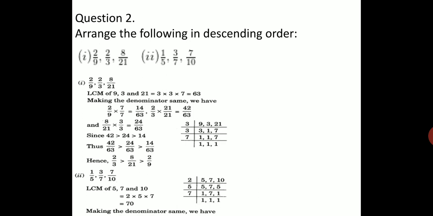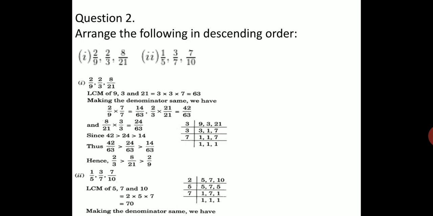Now we will compare. Now all denominators are equal, so we will compare the numerators. Now we want to arrange in descending order. Descending means first big, then small, then smaller. So the biggest numerator is 42. You can see 42 is greater than 24 is greater than 14. So it comes like this.